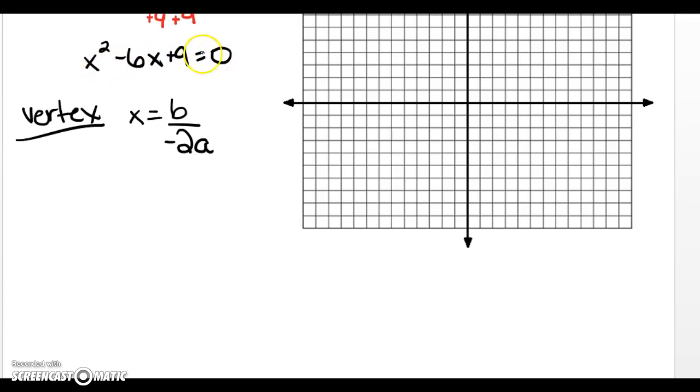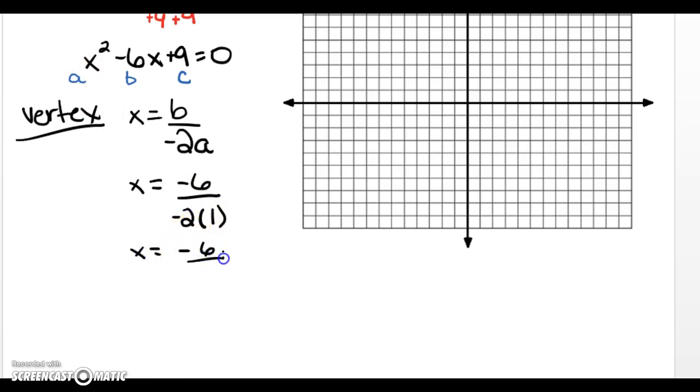So we're looking at our standard form. This x squared term has an a value, the x term has the b value, and your term without the variable, or that constant, is the c value. So b here is negative 6. So we'll write x is equal to negative 6 divided by, so it's negative 2 times a, which if there's no number there, you're going to assume it's just 1.